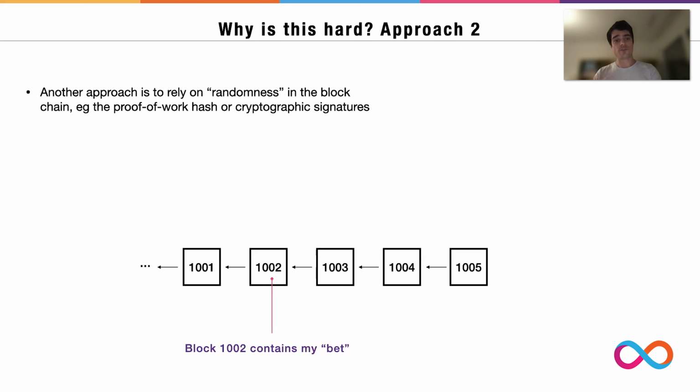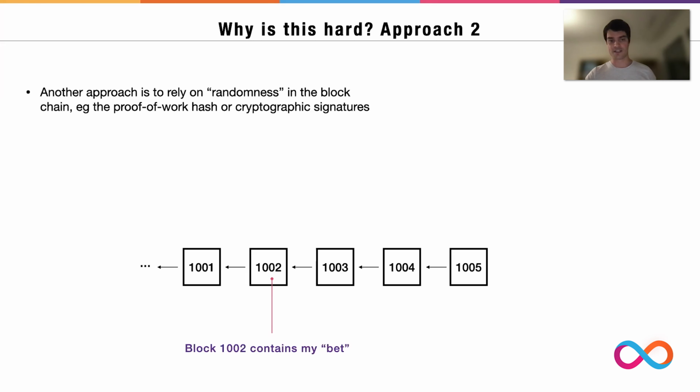For example, in a proof of work blockchain, you have these proof of work hashes that are hard to predict beforehand. So they might seem like a good source of pseudo-randomness. And the good thing is that because we already agree on the blockchain, this could be agreed upon pseudo-randomness.